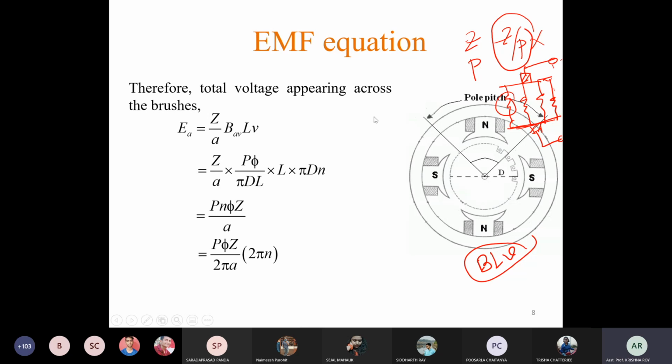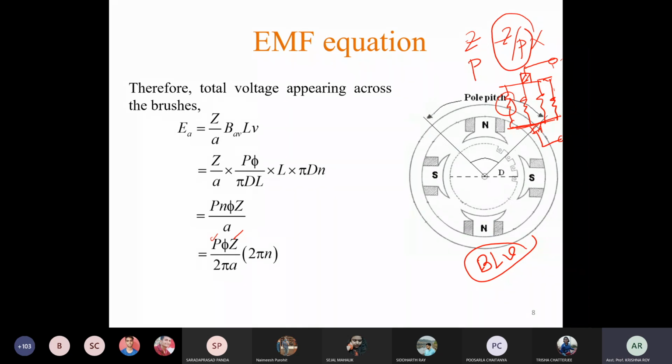If we multiply both the numerator and the denominator by 2 pi, then we will have this expression. Now see, P, the number of parallel paths or number of poles in a machine, is constant for a given machine. Flux per pole will vary depending on the field current we are providing. Z, the total number of conductors, is also constant for a given machine. A is also constant for a given machine.